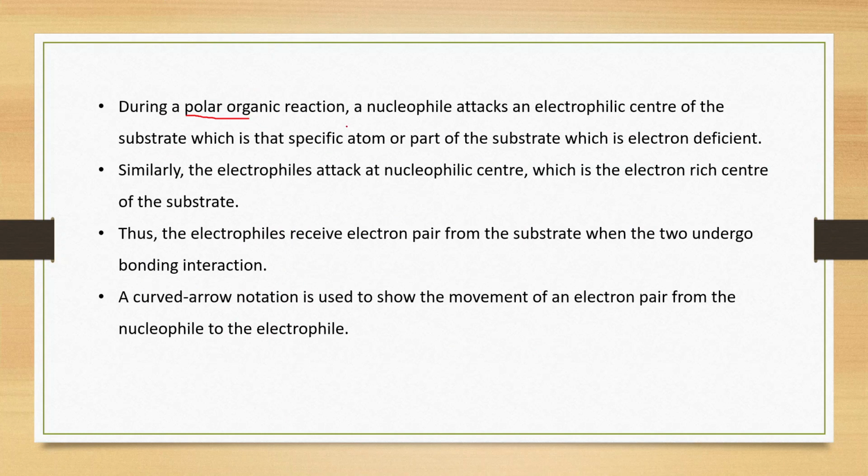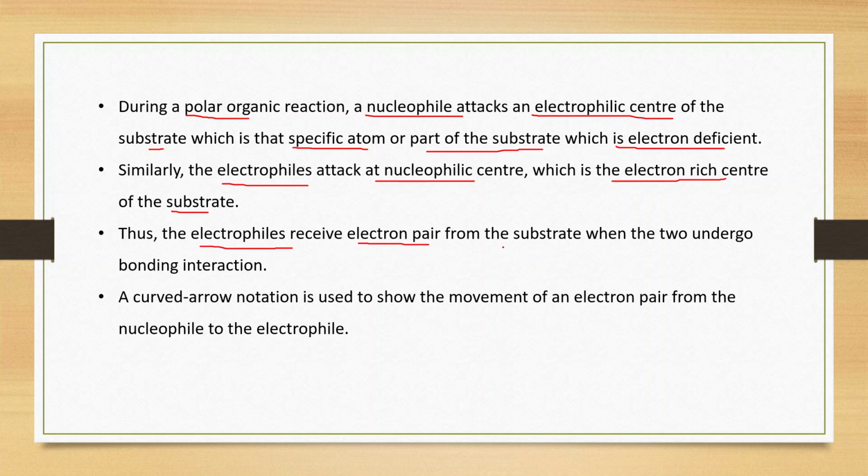During a polar organic reaction, a nucleophile attacks an electrophilic center of the substrate, which is that specific atom or part of the substrate which is electron deficient. Similarly, electrophiles attack at the nucleophilic center, which is the electron-rich center of the substrate. Thus, the electrophiles receive an electron pair from the substrate when the two undergo bonding interaction. A curved arrow notation is used to show the movement of an electron pair from the nucleophile to the electrophile.